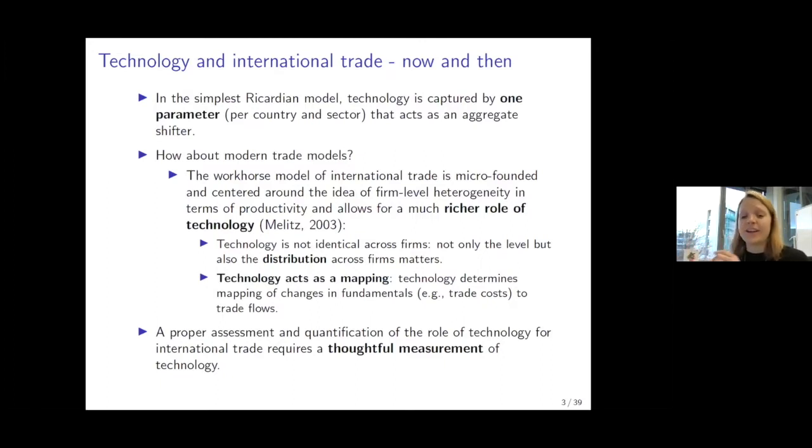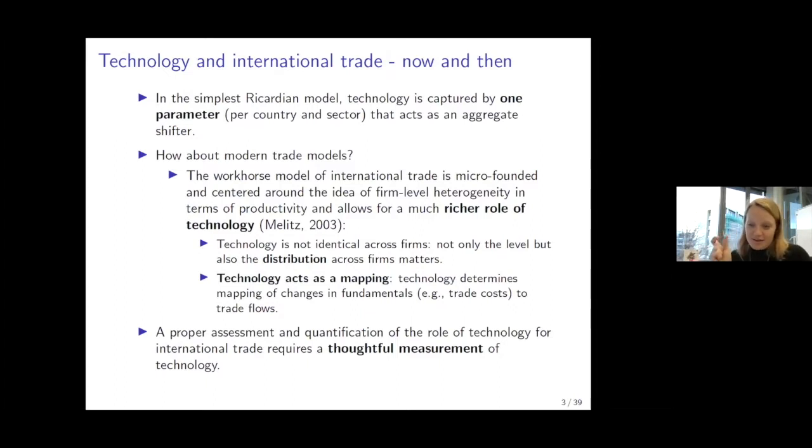Now, there is, however, a second component of technology in these modern trade models that goes beyond the very traditional component of technology in the Ricardian world, which I call technology acting as a mapping. What do I mean by this? To some extent, technology is the backbone of our trade models, because it is not only a shifter that says, okay, some sector or some country is more productive or less productive. No, because the distributions of firms really matter in how any policy change, any change in the fundamentals of the model, so for instance, trade policy, plays out in this whole model.